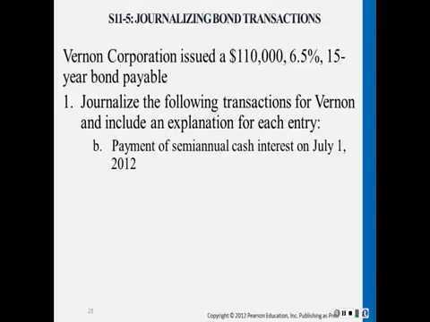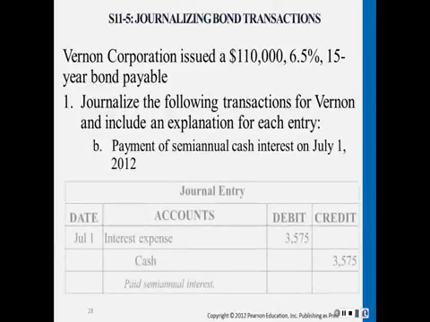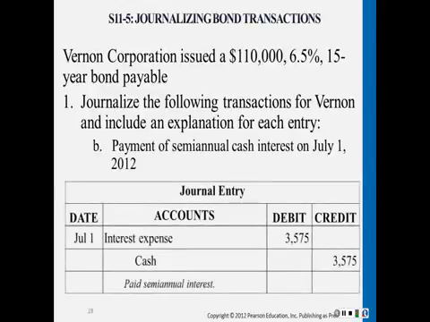Vernon Corporation, journalize the following transactions for Vernon and include an explanation for each entry. Payment of semi-annual cash interest on July 1st, 2012. Interest expense, $3,575 debit, and cash credit of $3,575.